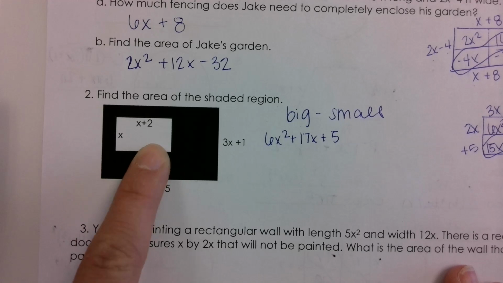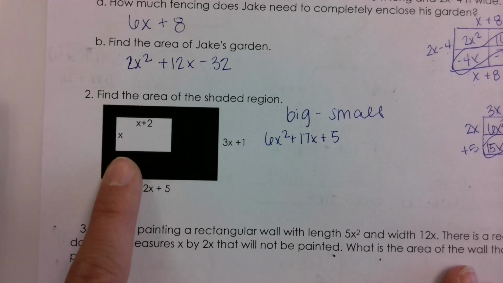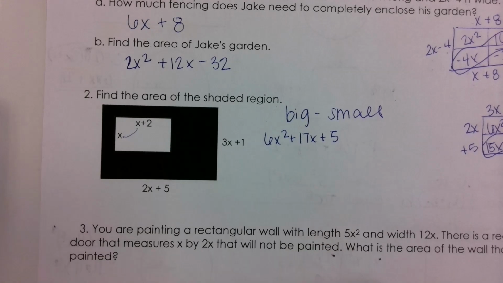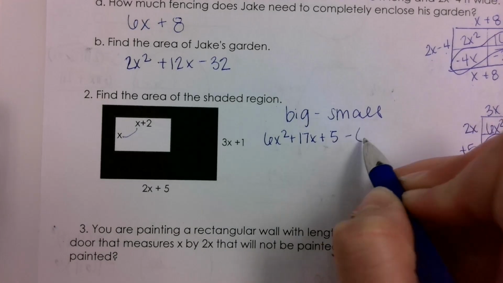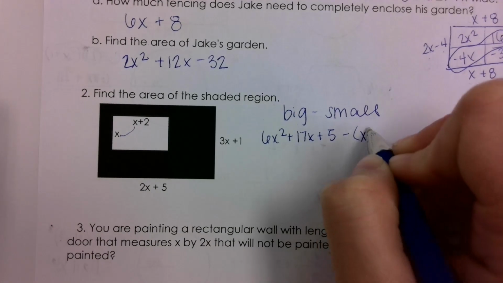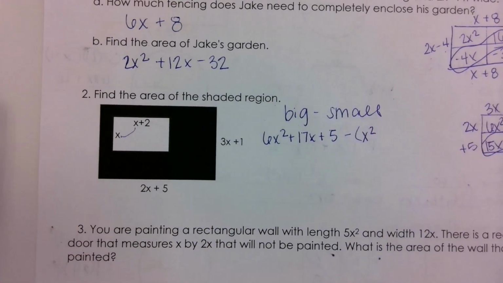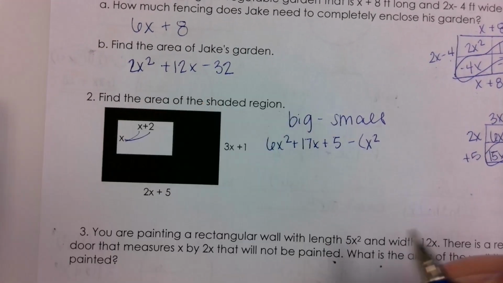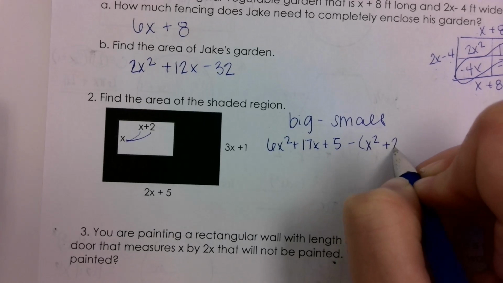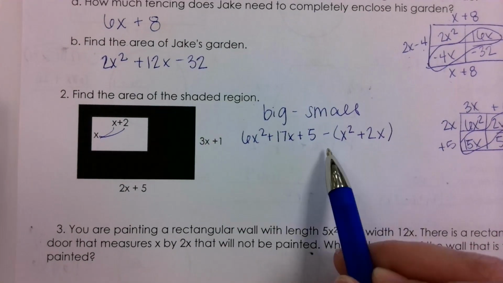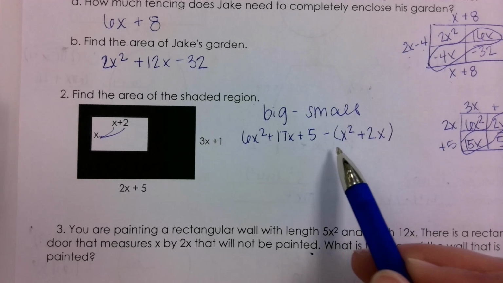Do you have to do anything fancy to multiply that out? Just distribute, right? So what is x times x? X times x gives us what? X squared. And then x times 2 gives us 2x. So make sure that we're subtracting that entire square. So you've got to use parentheses around there.